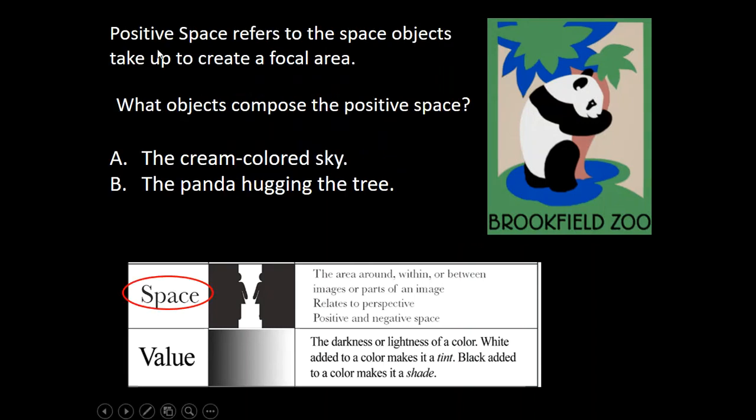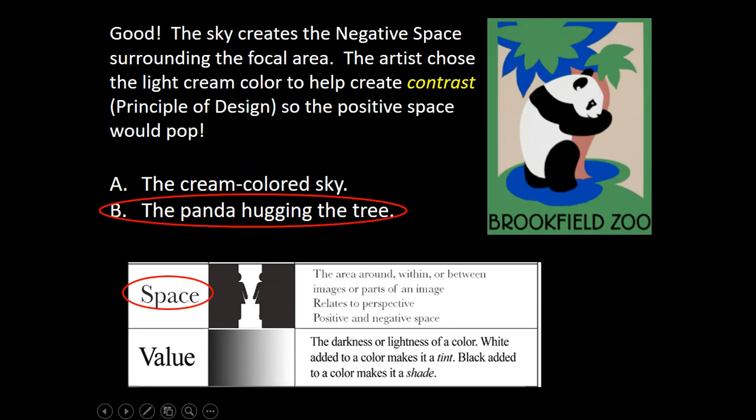So let's look a little closer at space. So positive space refers to the space objects take up to create the focal area. What is the focal area of this artwork? What objects compose the positive space? So would you say A, the cream colored sky is the positive space, the focal area? Or would you say B, the panda hugging the tree is the positive space, the focal area? C. Good. I hope you got this right. The panda hugging the tree.